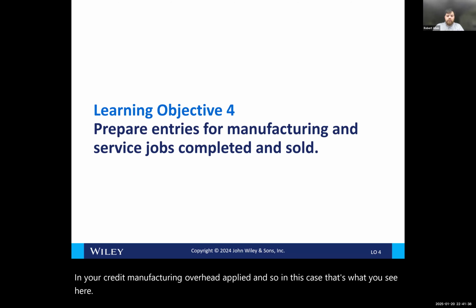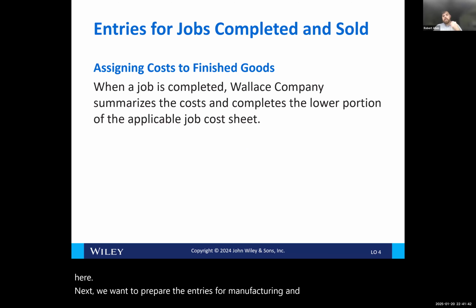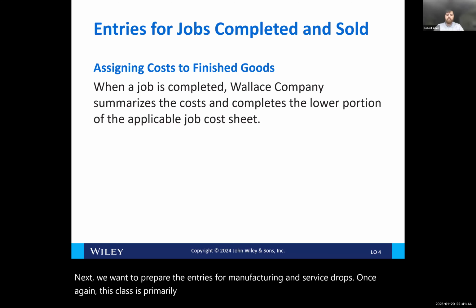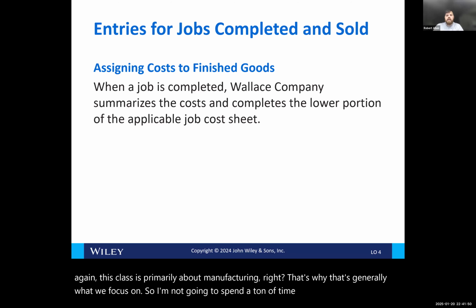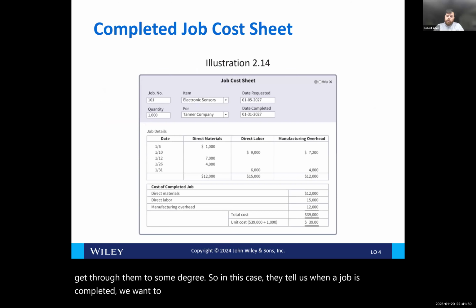Next, we want to prepare the entries for manufacturing and service jobs. Once again, this class is primarily about manufacturing, right? That's why that's generally what we focus on. So I'm not going to spend a ton of time on these, but we'll get through them to some degree. So in this case, they tell us when a job is completed, we want to summarize the cost and complete the lower portion of the cost sheet.